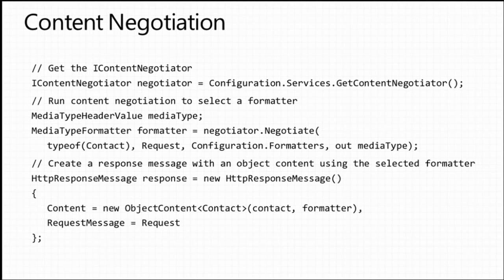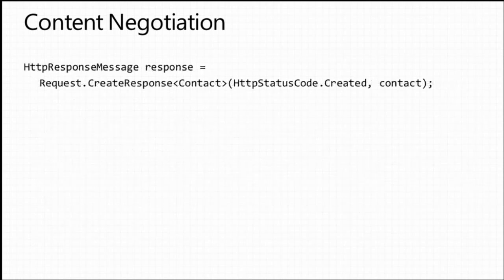You should then create a response message, and you set up an object content for that response message. And you put the object you want formatted in the object content, and you give it the formatter you want it to use to format, and you send it on its way, and when it gets written out, it will use that formatter. Now, we package all this up for you in a simple extension method, CreateResponse. So you can take your request, call CreateResponse of T, and that will run full content negotiation for you and just give you the response message all set up.